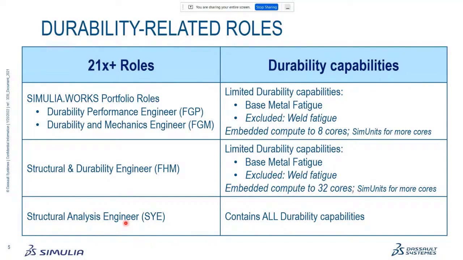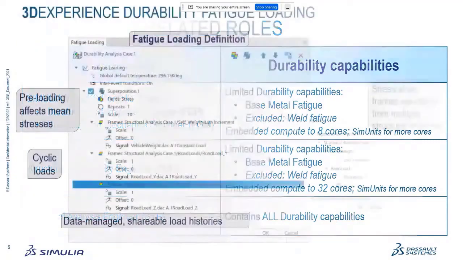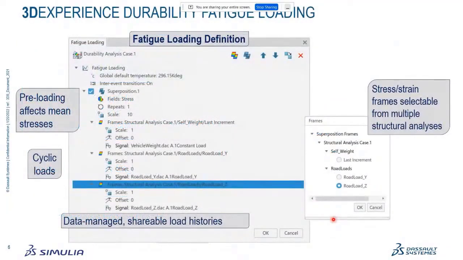So our highest end role is structural analysis engineer. There's another one also called something like composites engineer, which also contains all the durability capabilities, weld fatigue included. And weld fatigue includes both FKM and Verity-based weld fatigue now.